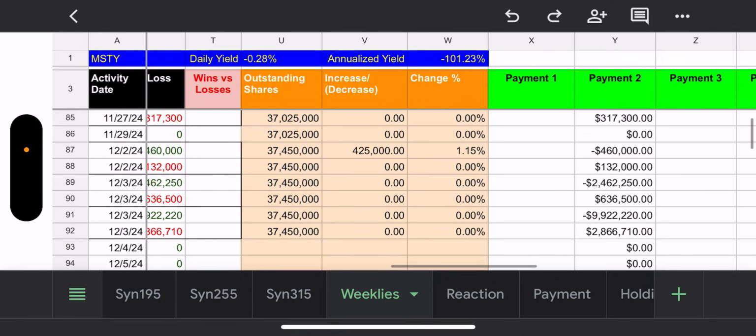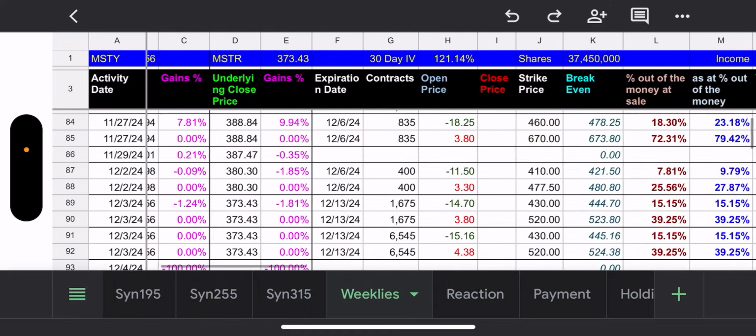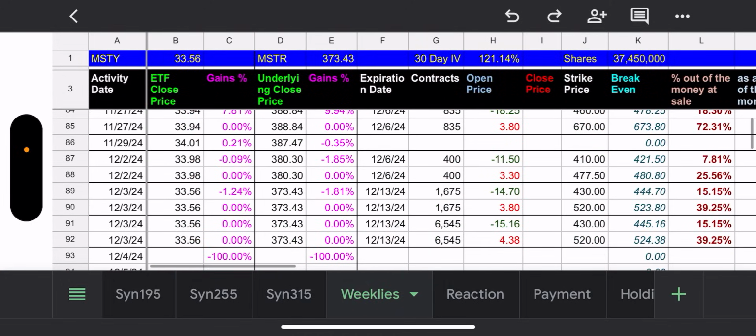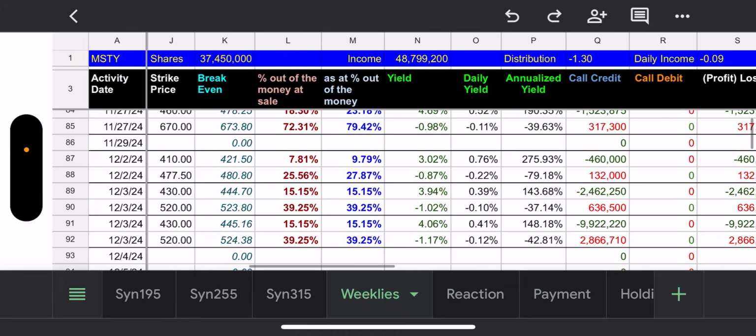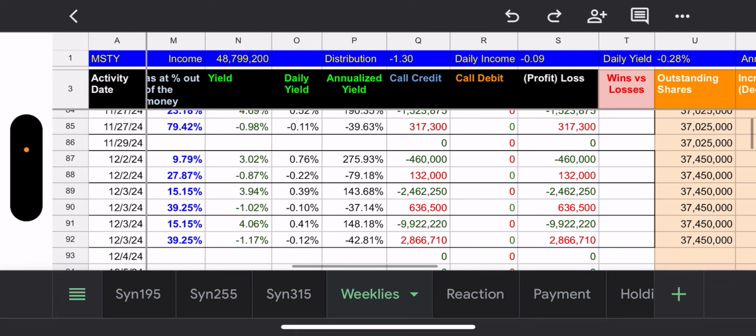All right, so for yesterday, outstanding shares actually did not move. People did not buy in. So here's the recap. 30-day IV, 121%. Again, getting very low. Come on, let's get this IV ramping up again. Outstanding shares, 37.4 mil. Total net income, it's not income, it's a loss. They lost $48.7 million doing the weeklies, right?